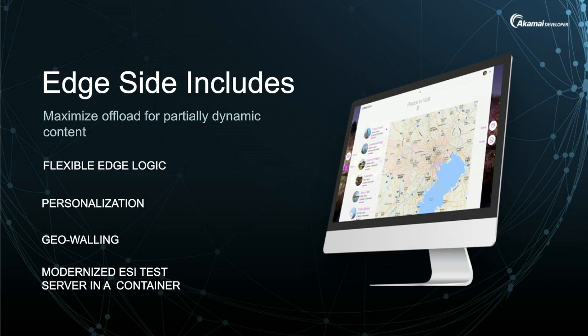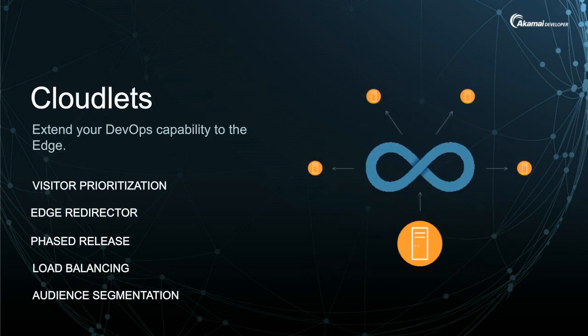We just released a modernized ESI test server in a container that's open source. We'll give you a link to our DevOps website, but you can go check it out, play around with it over there as well. We've got a lot of cloudlet solutions. So if you have specific DevOps efficiency needs around maybe something like edge redirecting, or maybe you want to start phasing out your releases, maybe around application load balancing, we have specific functionality that's aimed at doing that. So cloudlets is something that we've been focusing on, just specific functionality at the edge.